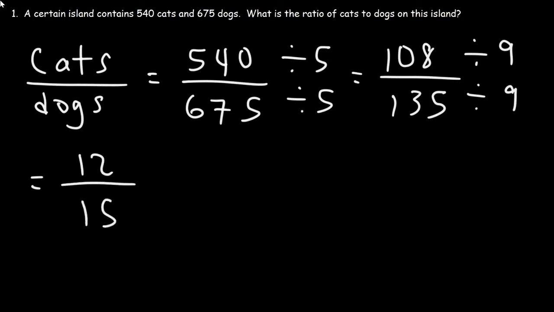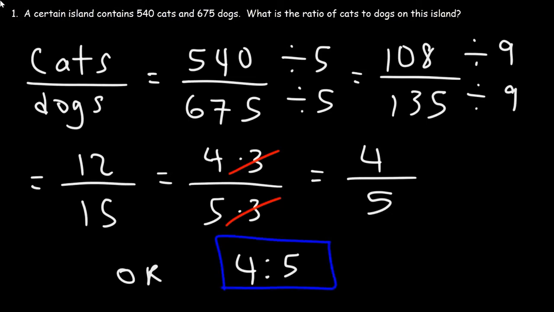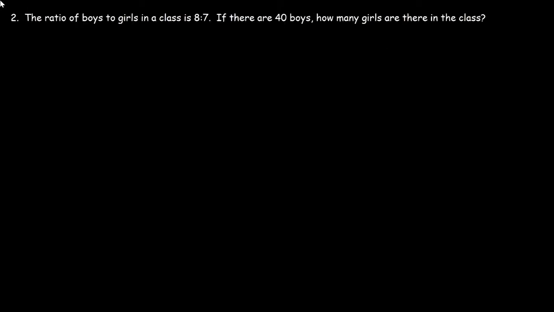Now we can reduce it even further. 12 is 4 times 3. 15 is 5 times 3. And so we could cancel a 3. So the ratio of cats to dogs is 4 to 5. Or we can write it like this, using a colon. So that's it for this problem.